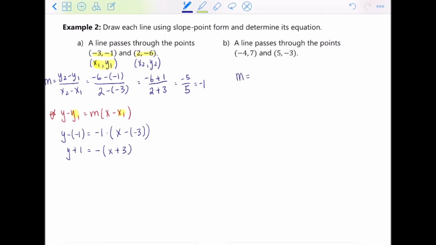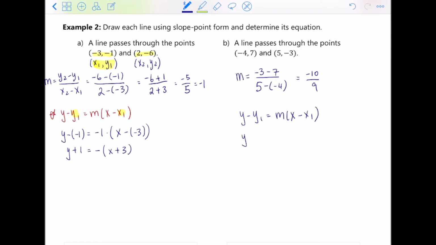Now I'm going to skip some steps. So y2 is negative 3 minus y1 is 7, and 5 minus 4. This one turns out to be negative 10 over 9. So our slope is negative 10 over 9. Now that we have our equation here, let's sub in all the values we have.